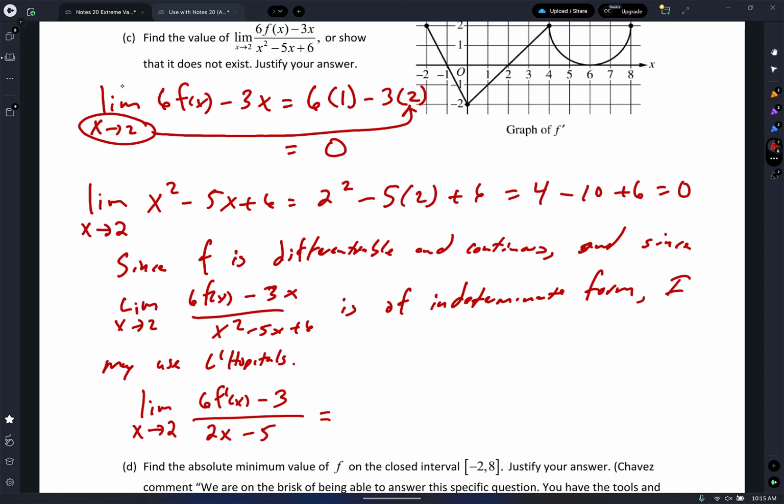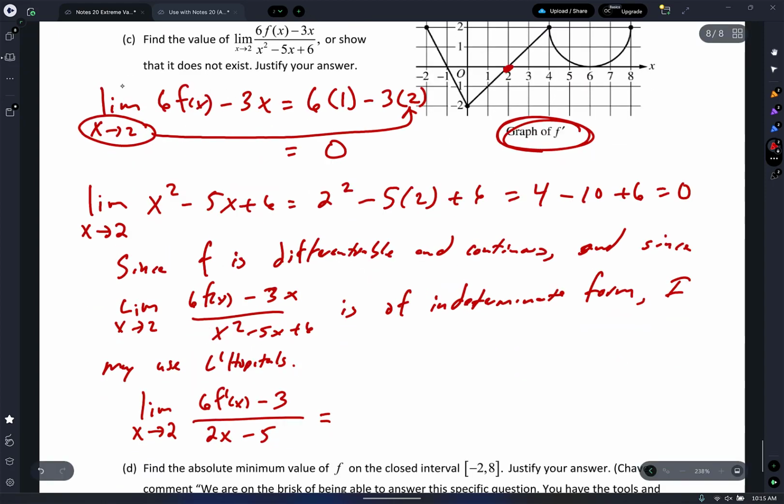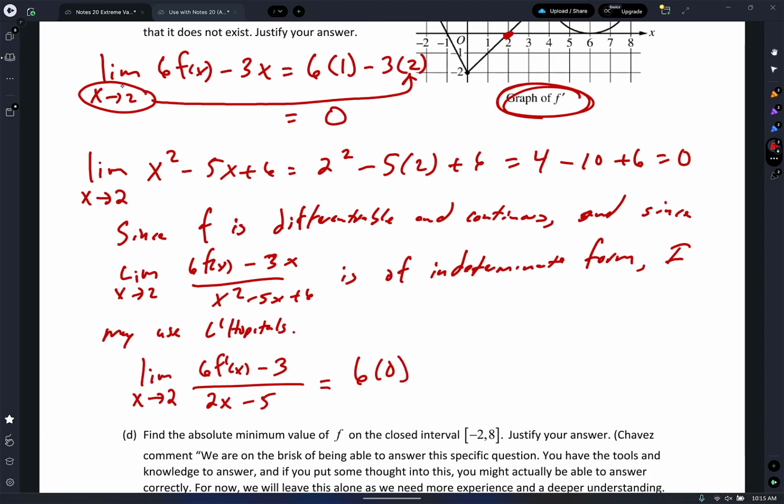Do I know f prime of 2? Yeah, I know. Don't I have the graph of f prime? What's f prime of 2? Yeah, 0. So I have 6 times 0 minus 3 over 2 times 2 minus 5. So that's negative 3 over negative 1. So I get 3. You know what? We'll look at the rubric to see how we fare.